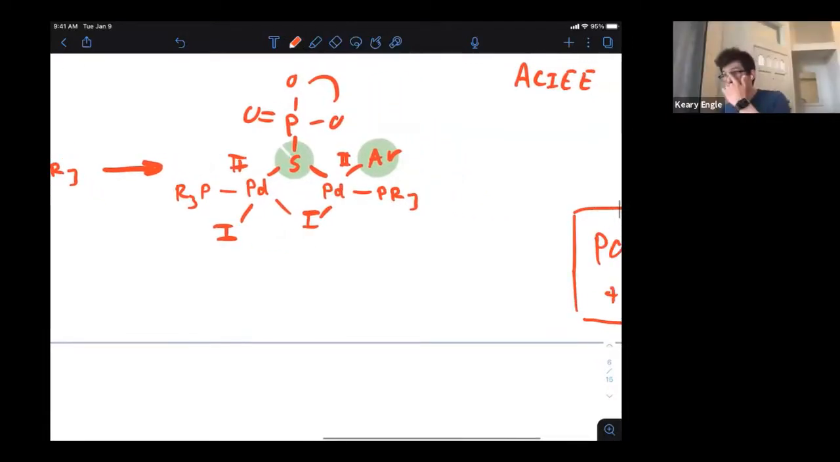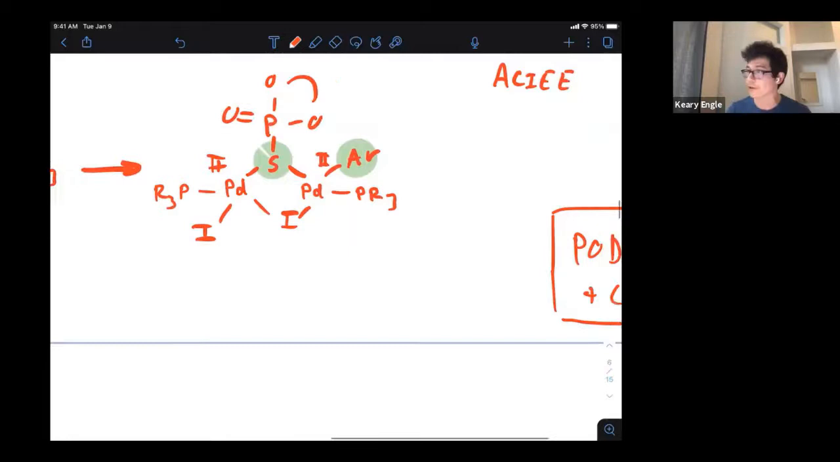Yeah, the way I had it drawn would be palladium 3, which is not accurate for a net 2 electron oxidative addition. Thanks. Was that Noor? Thanks, Noor, for clarifying.